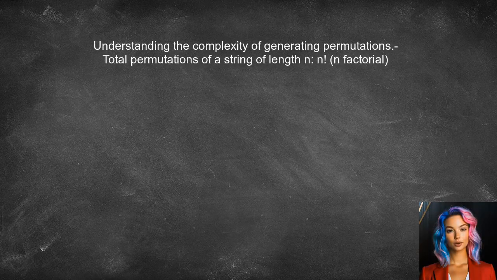To understand the complexity of generating all permutations of a string, we first need to recognize how many permutations exist for a string of length n. The user should note that the total number of permutations is n factorial, which is written as n exclamation mark.